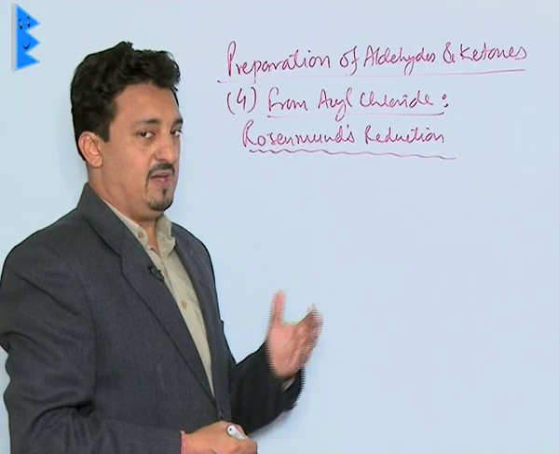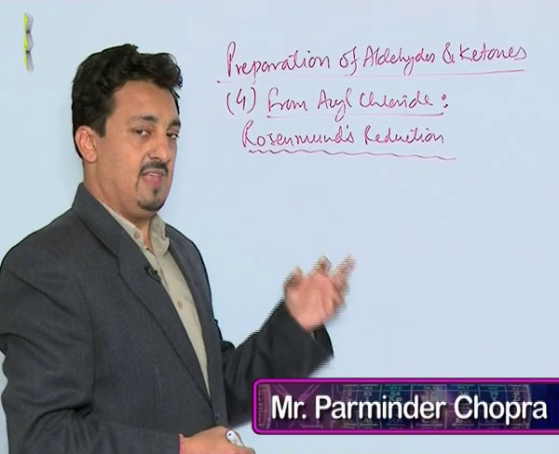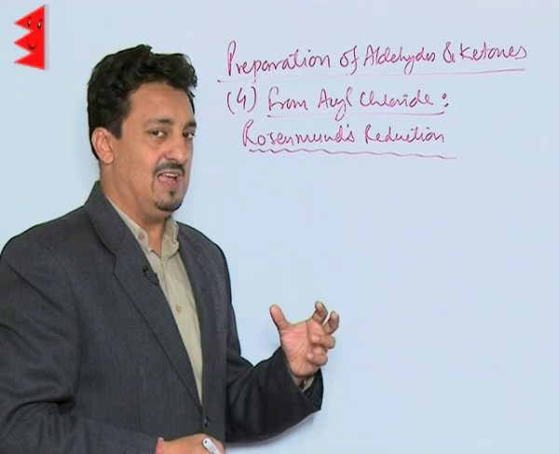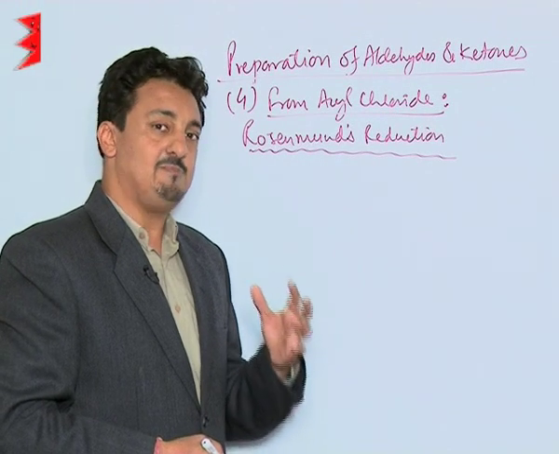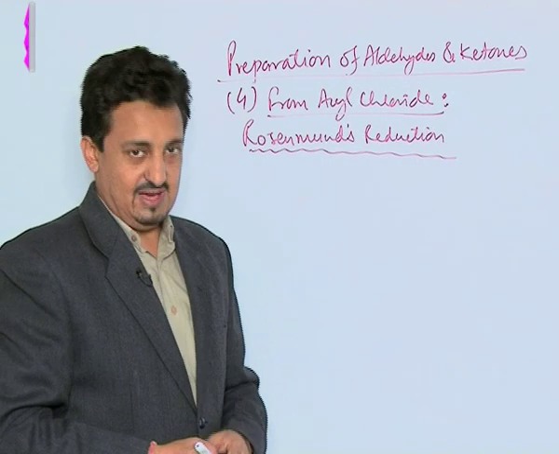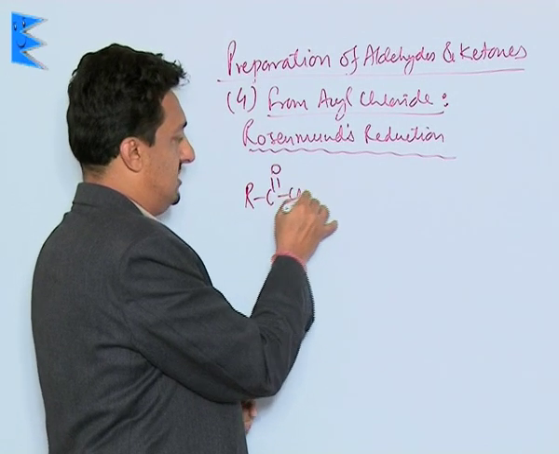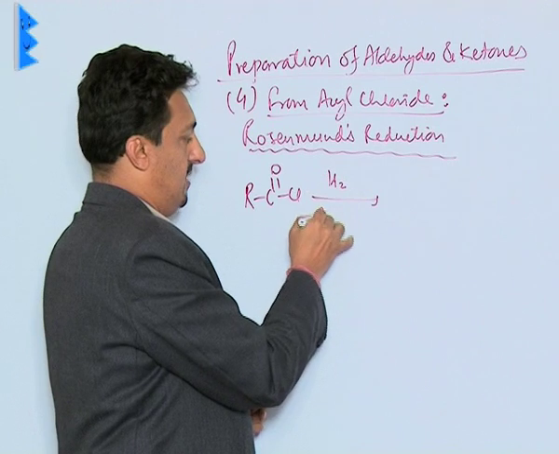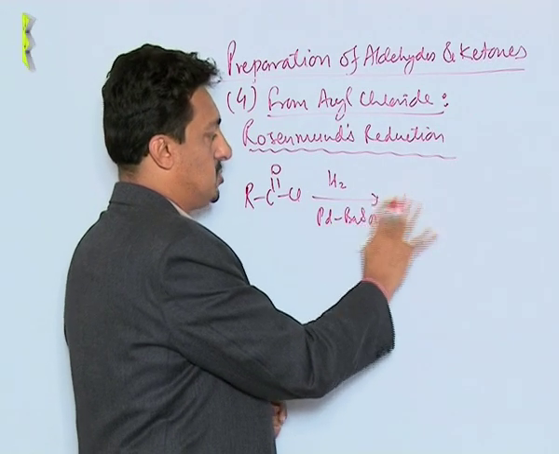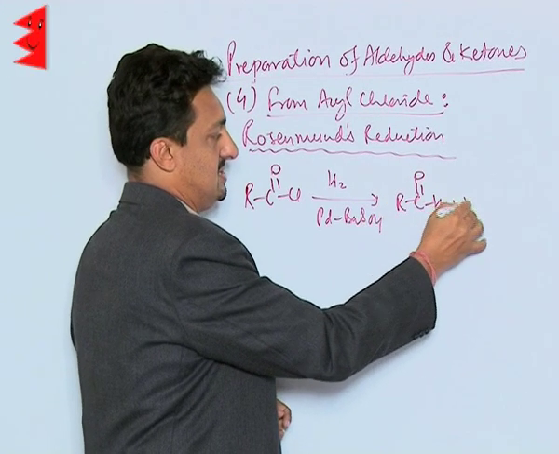The next method to prepare aldehydes is from acyl chlorides, and it's a name reaction called Rosenmund's reduction. It's an exclusive method of preparing aldehydes where acyl chlorides are partially reduced to the corresponding aldehydes. If we have an acyl chloride like this, we hydrogenate it in presence of palladium and barium sulfate, and it gets reduced to RCHO plus HCl.